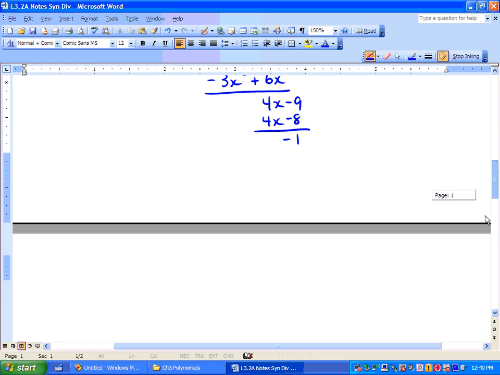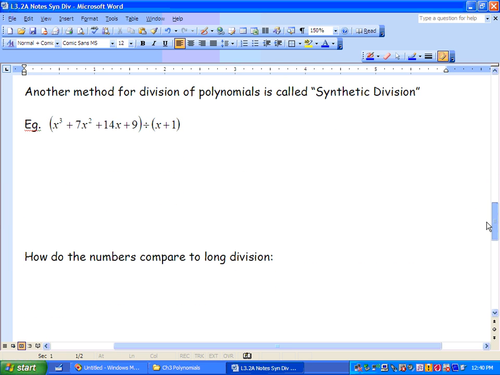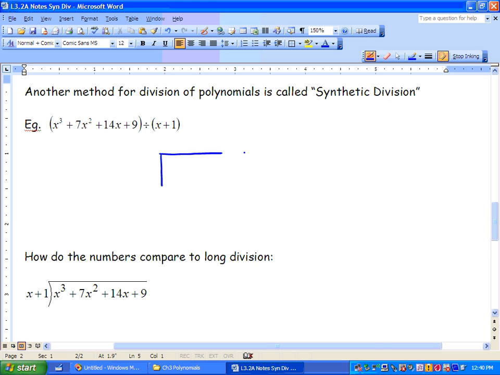Turning the page, scrolling down. And I'm going to show you something that will speed up this process dramatically. It's called synthetic division. So what we're going to do, we're going to start out with what I call a shelf. And this is going to be something that you have not seen before.